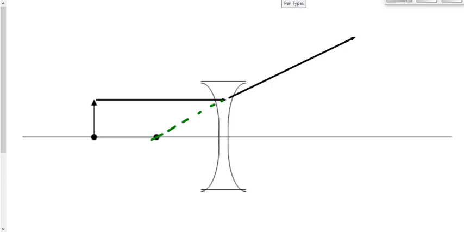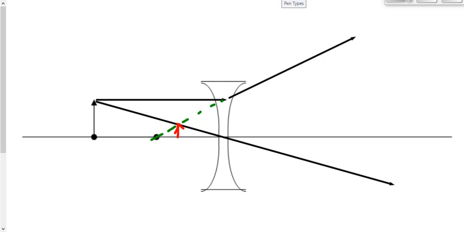Let's take a look at the next one. This time we're at 2F. First ray, parallel, diverges away from the focal point. Let's extend that back through the focal point. Second ray is going to go down through the optical center. Keeps going. Look at that. Where's the image formed? Right here.